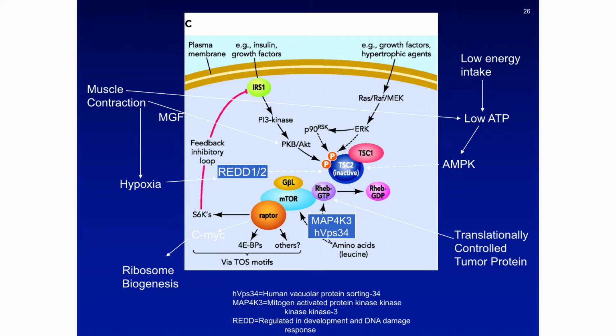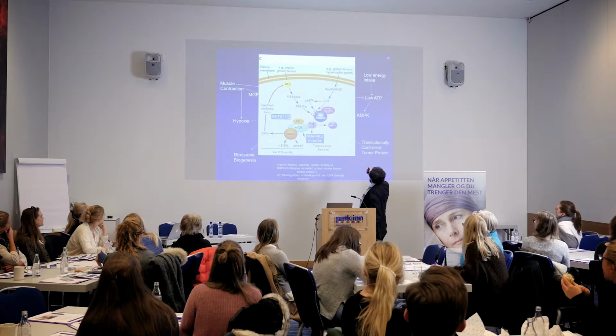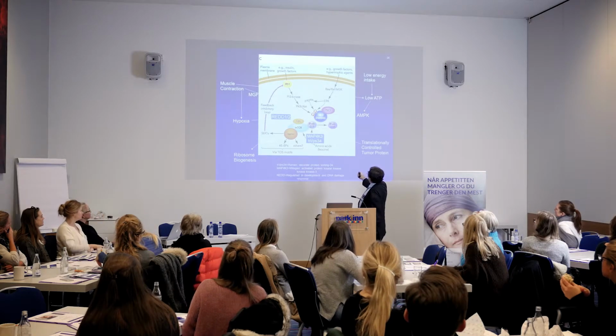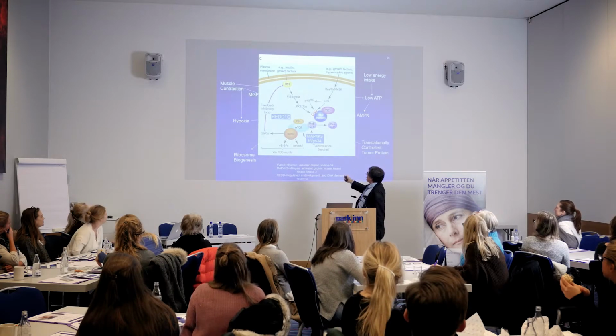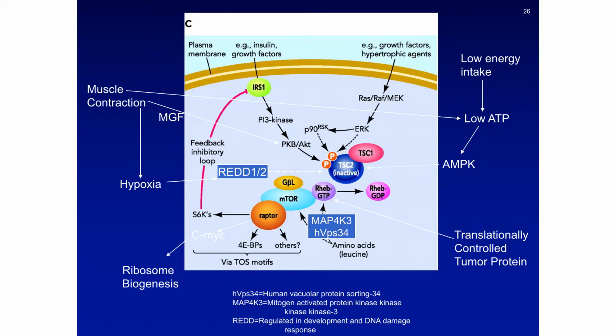But muscle contraction, exercise leading to hypoxia, lowering energy, lowering ATP, all of that acts down here. So by exercising, these people were actually able to bypass the blockade of sorafenib up here and maintain their muscle size.